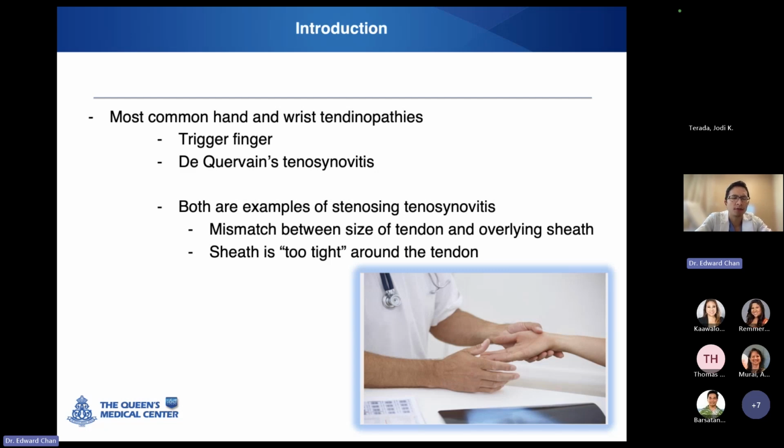So both trigger finger and De Quervain tendinopathy are examples of something we call stenosing tenosynovitis. That's a fancy term for saying there's a mismatch between the size of the tendon and the sheath that's overlying the tendon. A lot of these tendons will travel in sheaths, basically like a sleeve that the tendon runs back and forth inside. So that's what the sheath means. And for some reason, sometimes these sheaths can get too tight, and the tendon just gets stuck going back and forth in there.